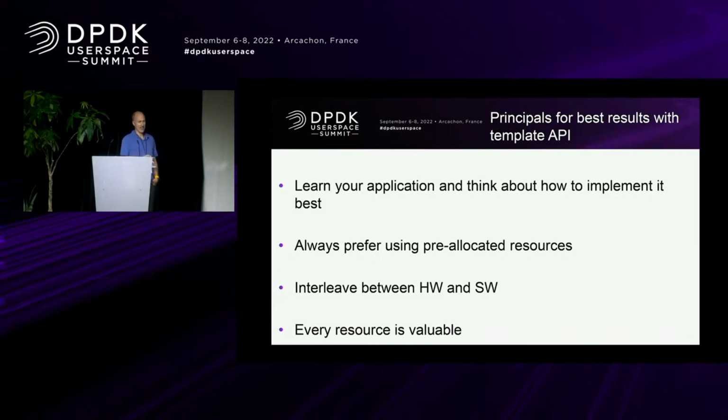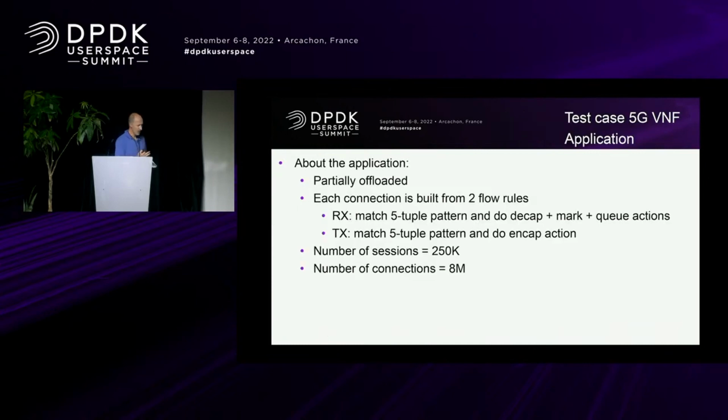Everything here is nice, but how do you implement it? Let's look at it that way. Let's see how it can be implemented. So in order to do that, let's take a simple test case, a 5G VNF application. Basically, it's partially offloaded. For each connection, it needs to offload two rules, one RX, one TX.